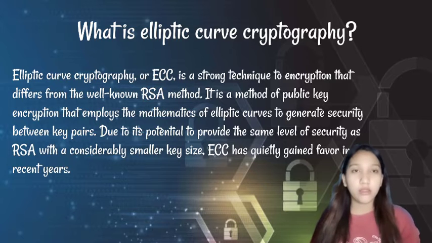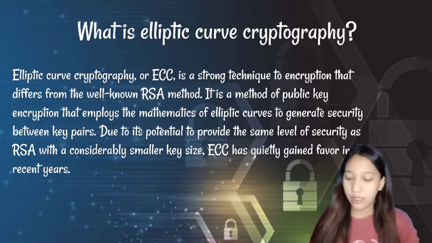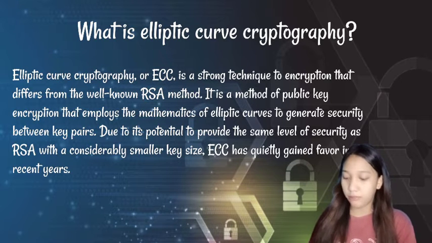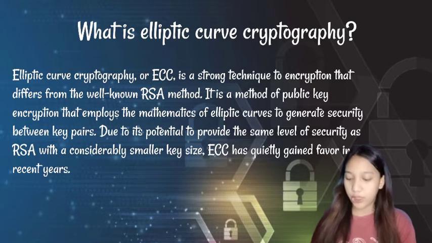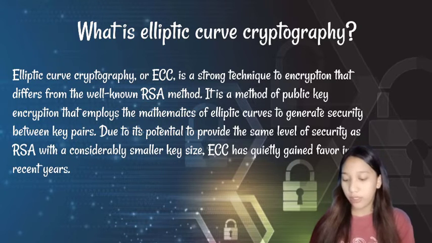What is elliptic curve cryptography? Elliptic curve cryptography, or ECC, is a strong technique for encryption that differs from the well-known RSA method. It is a method of public key encryption that employs the mathematics of elliptic curves to generate security between key pairs. Due to its potential to provide the same level of security as RSA with considerably smaller key sizes, ECC has quietly gained favor in recent years.